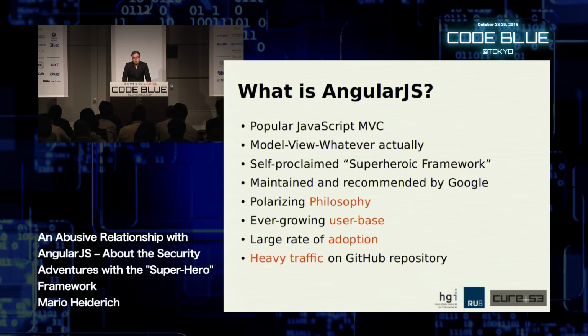AngularJS also has a polarizing philosophy, because essentially it throws away all the knowledge that you might have had before about how to write a web application. And it says, if you want to write a web application, throw all that away that you know and do it in a different way, in our way, in the framework way. We're going to talk about this in a second.